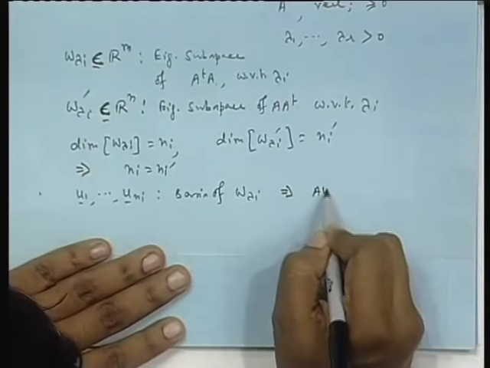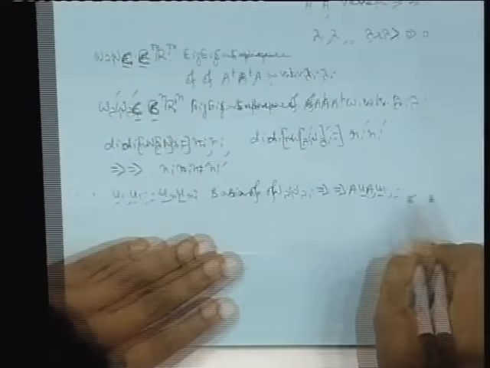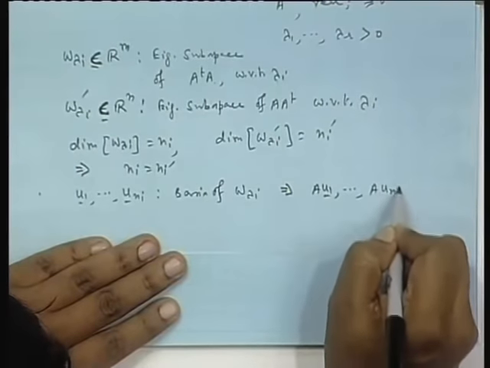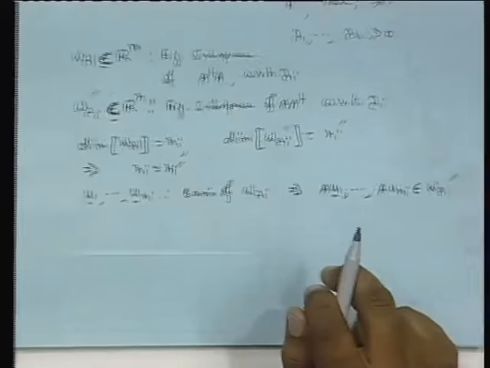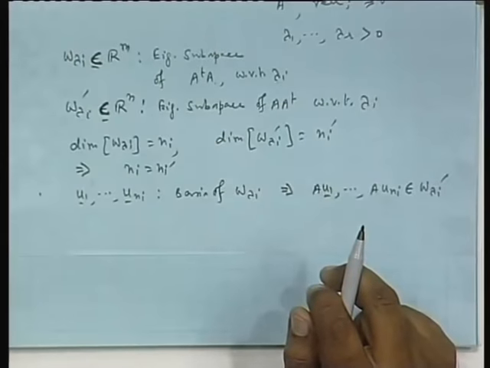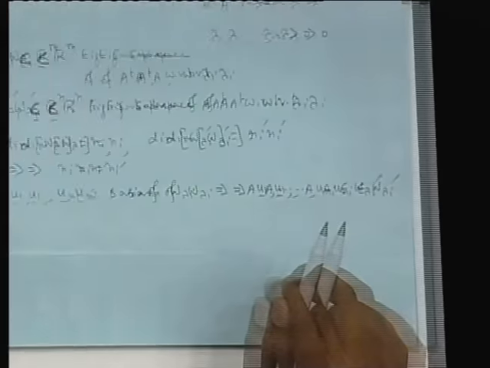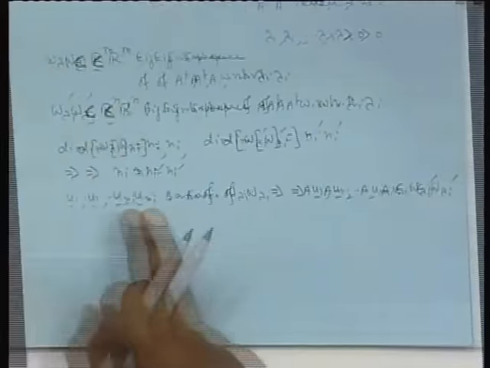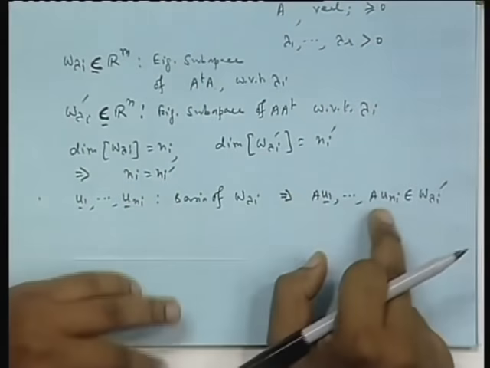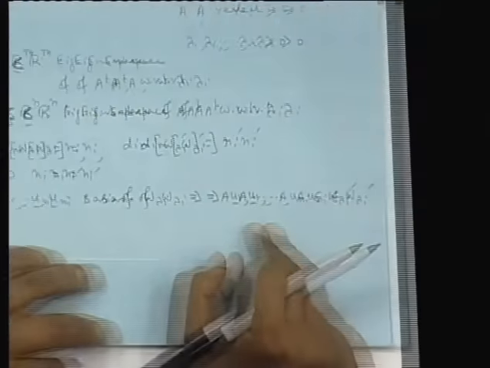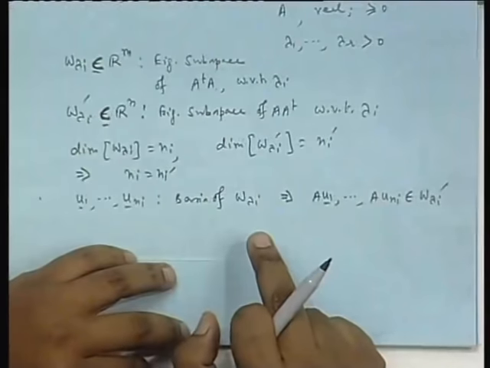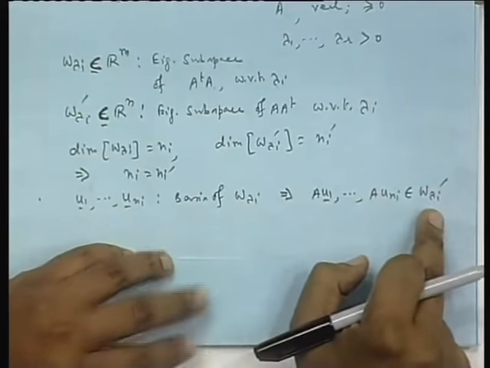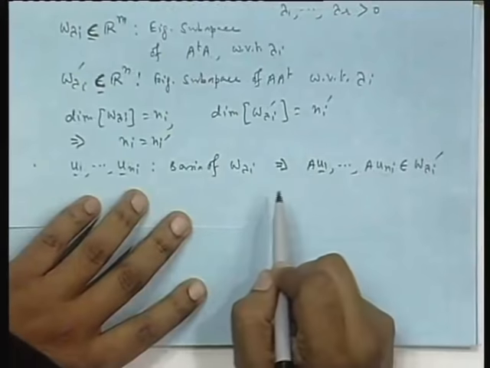That means A u1 dot dot dot A u n I belong to W lambda I prime from our theory, because we had shown earlier that if A transpose A has an eigenvalue lambda and eigenvector x, then A A transpose will have the same eigenvalue lambda, but eigenvector A x. So, they are all eigenvectors of A A transpose for the same eigenvalue lambda I. So, they all belong to W lambda I prime. I will show that they are linearly independent.